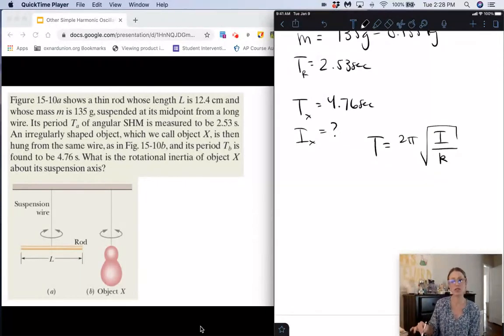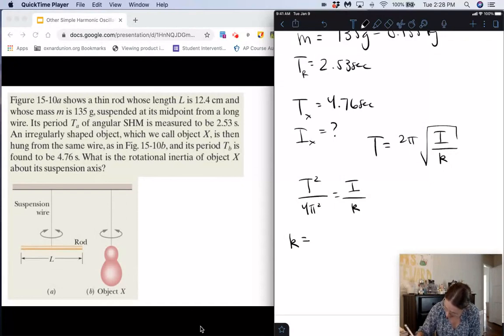So if I solve this equation for my torsion constant kappa, I'm going to divide both sides by 2 pi, and then square everything to get rid of that square root. I'll end up getting T squared over 4 pi squared equals rotational inertia over torsion constant. Then cross multiply and divide by T squared, or period squared. So we get torsion constant is equal to 4 pi squared times the rotational inertia divided by T squared.